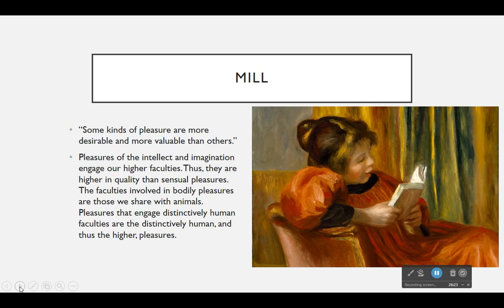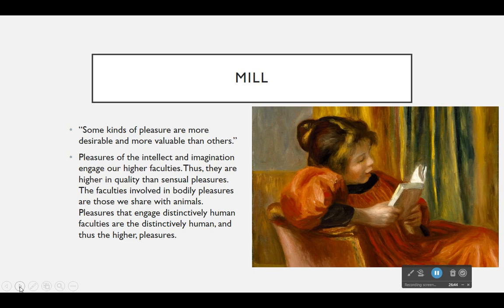By desirable here, does he mean more people desire to have this experience? No. More people desire to eat candy bars than to cultivate an appreciation for classical music, say for example. More people desire to read a comic book than to read Shakespeare, say for example.